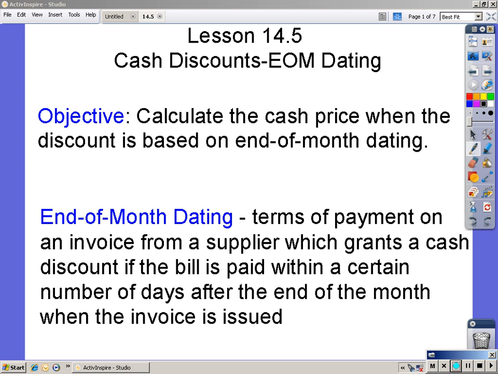Okay, lesson 14.5, cash discounts, EOM dating. That stands for end of month. Your objective is to calculate the cash price when the discount is based on end of month dating.